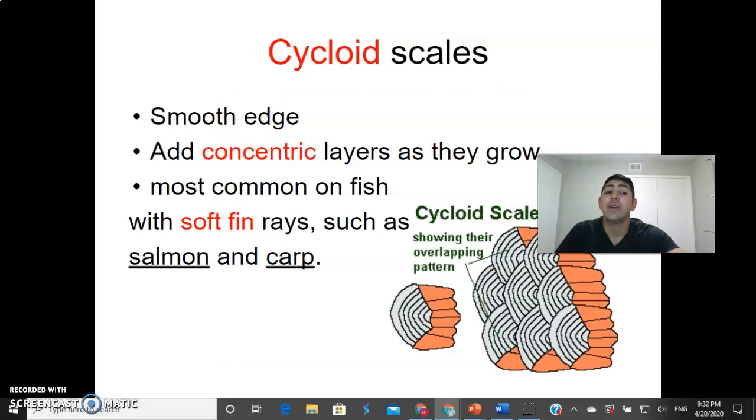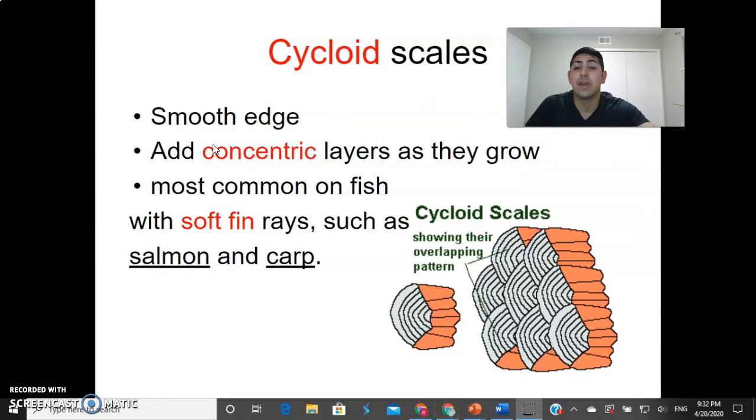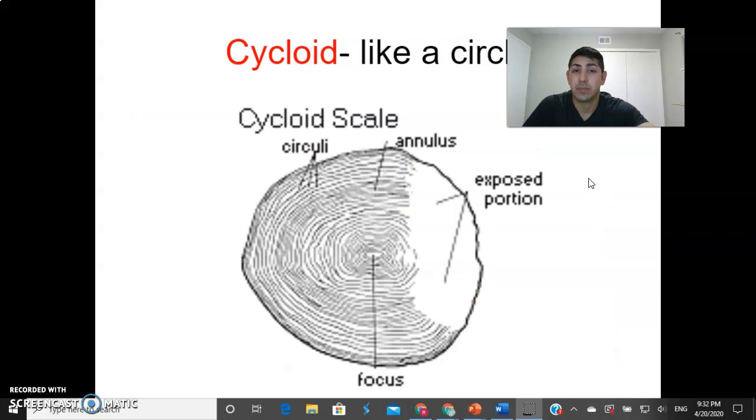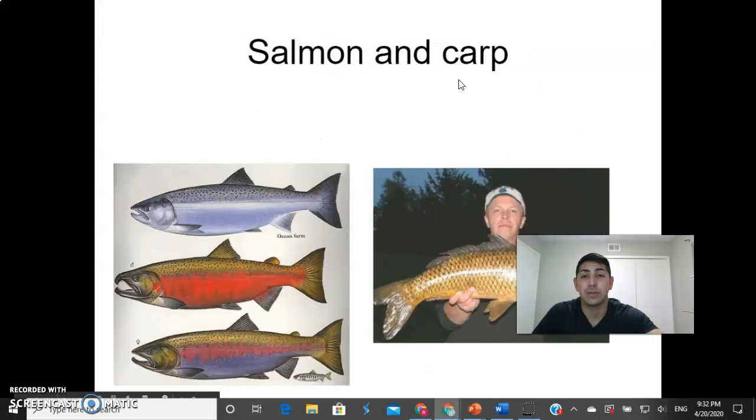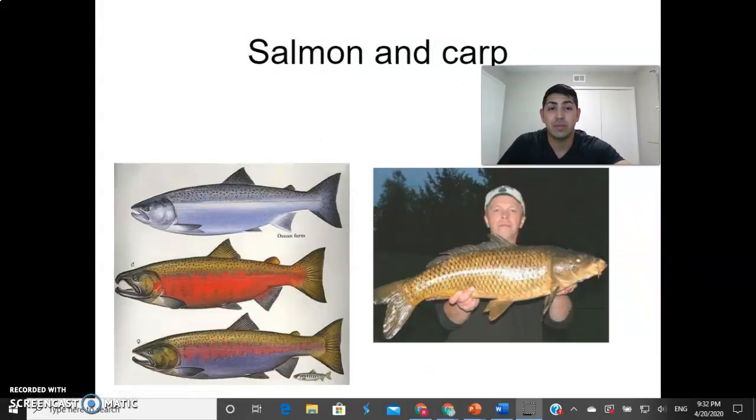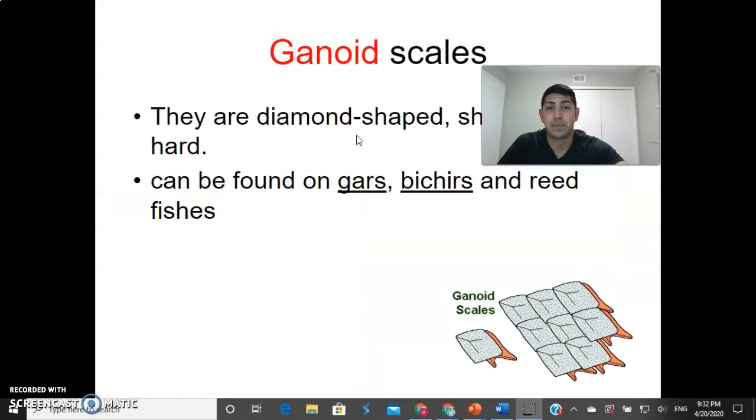Next is cycloid scales. So they have a smooth edge. They add concentric layers as they grow. They are most common on fish with soft fin rays such as salmon and carp. And they have an overlapping pattern. So cycloid like a circle. Very simple to remember, cycloid like a circle. And here are those salmon and carp pictures, salmon and carp.